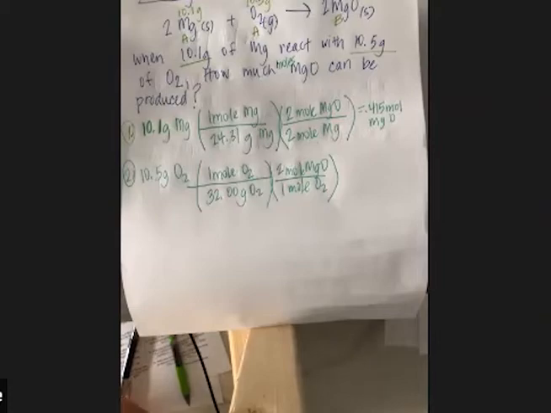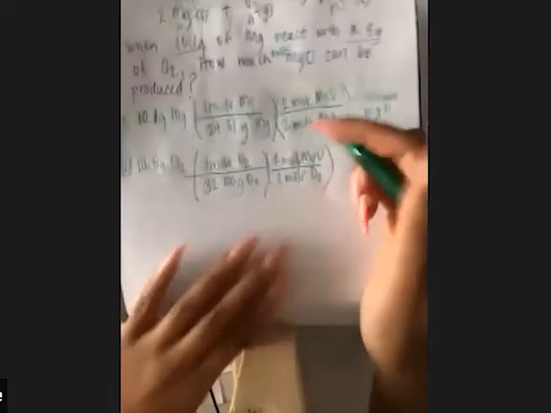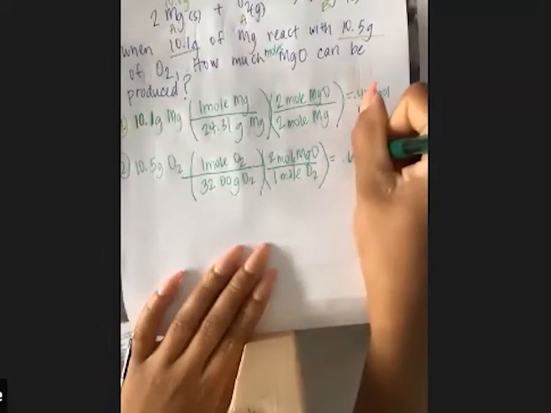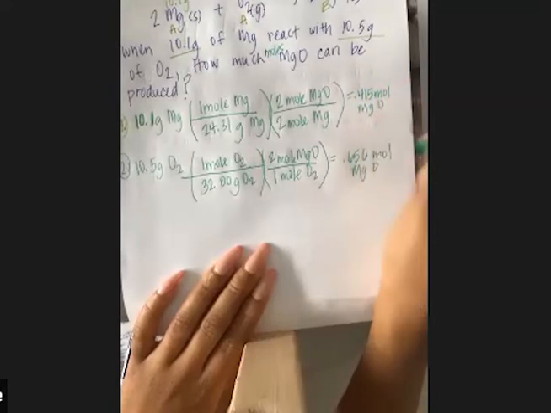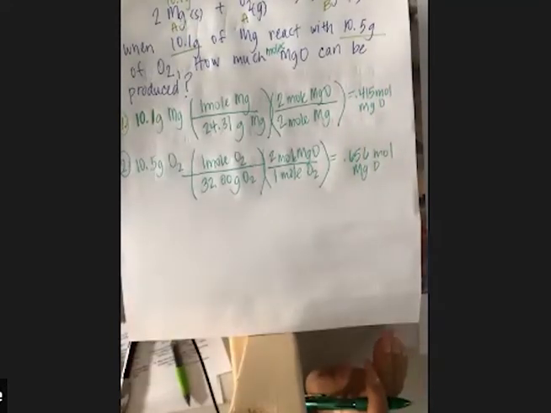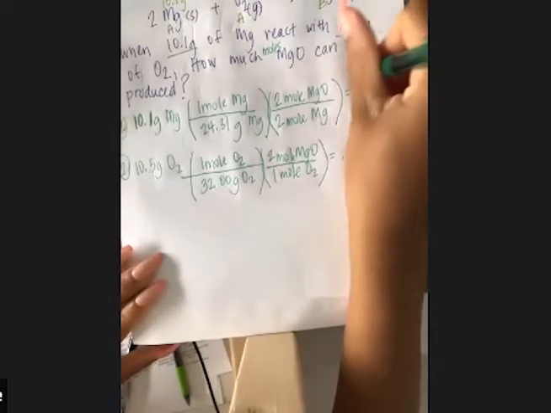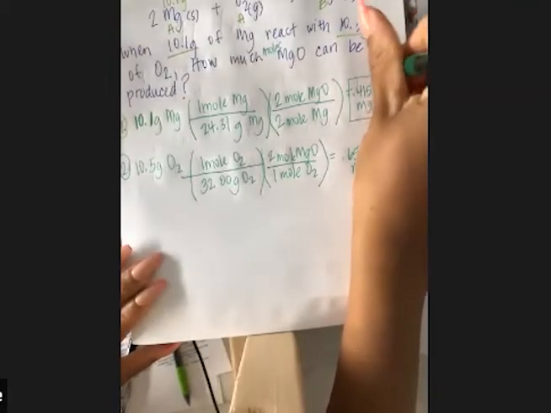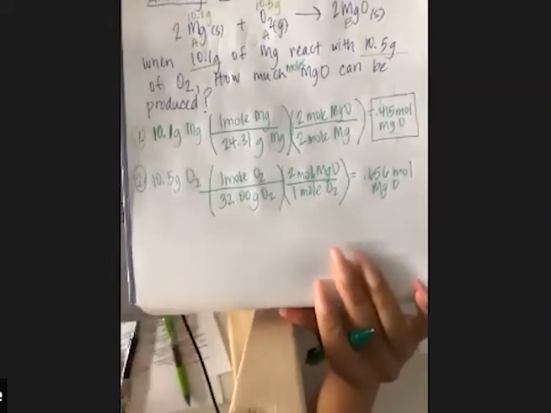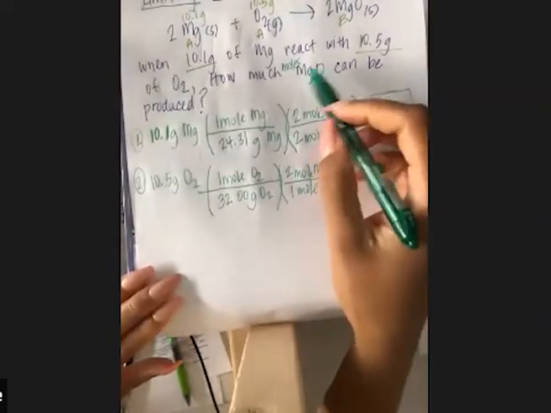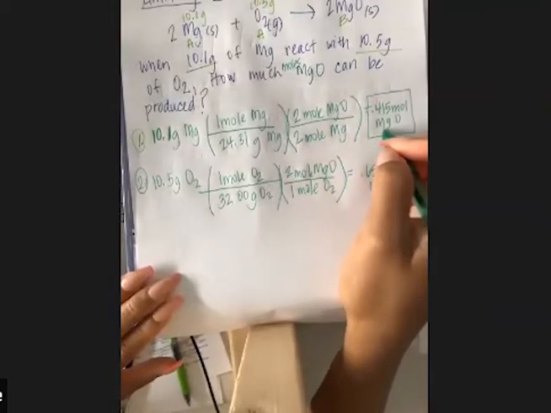And once again, I need 3 sig figs. And I end up getting 0.656 moles of magnesium oxide. So in this case, the least amount is going to be this 0.415 moles of magnesium oxide. So if the question asks how much magnesium oxide can be produced, this is how much can be produced.